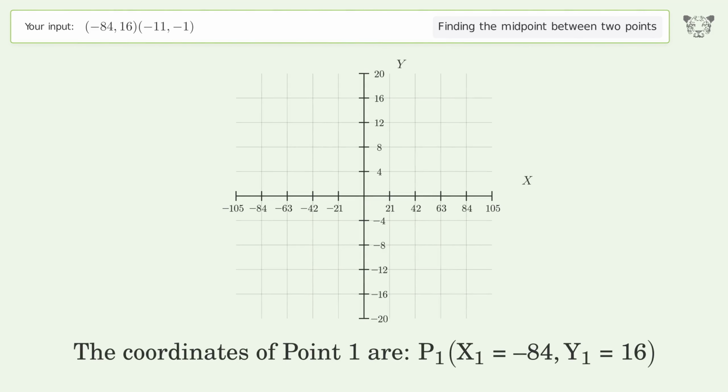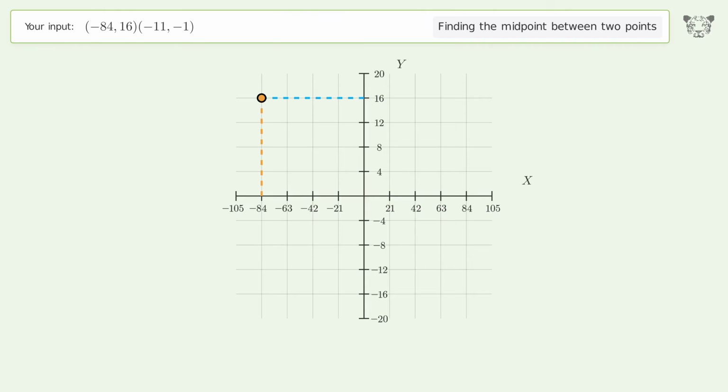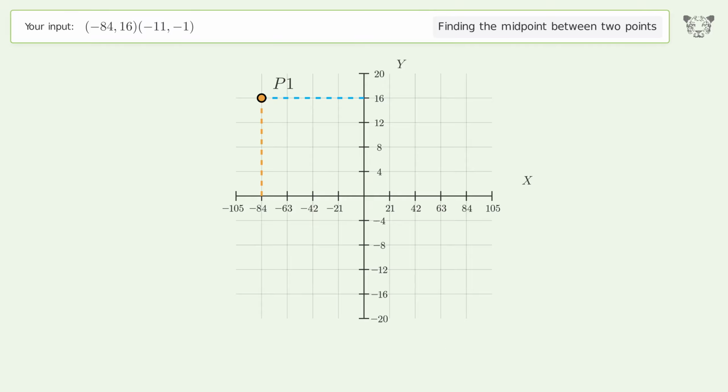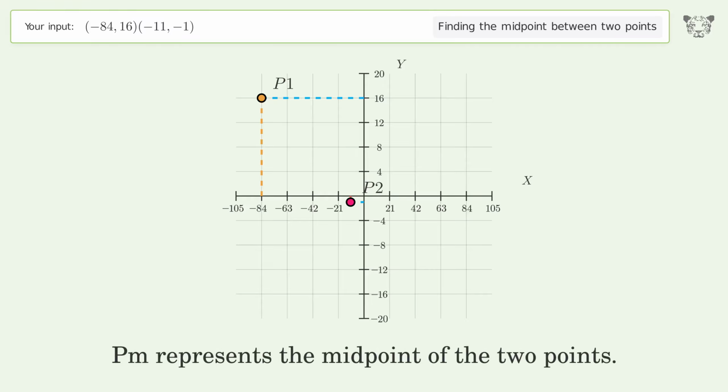The coordinates of point 1 are, x1 equals negative 84, y1 equals 16. The coordinates of point 2 are, x2 equals negative 11, y2 equals negative 1. PM represents the midpoint of the 2 points.